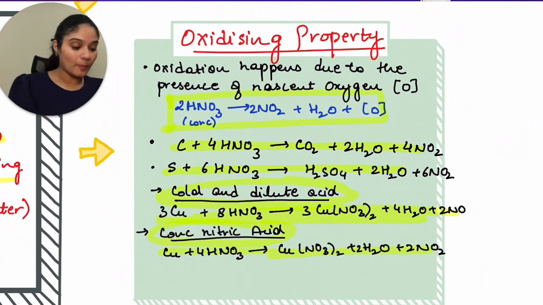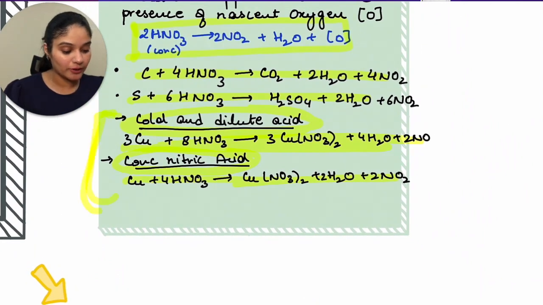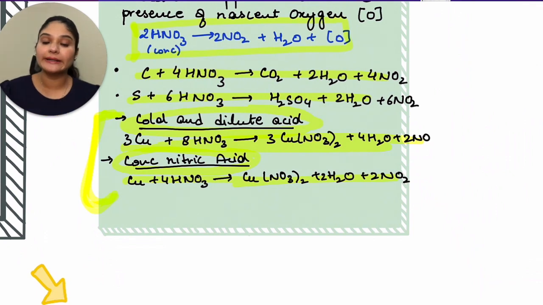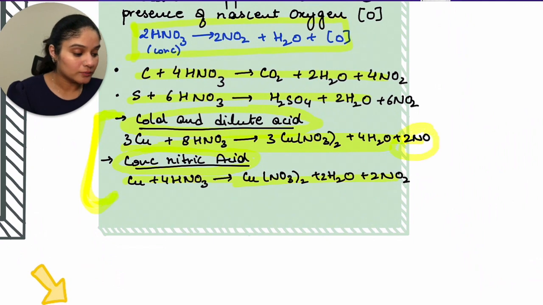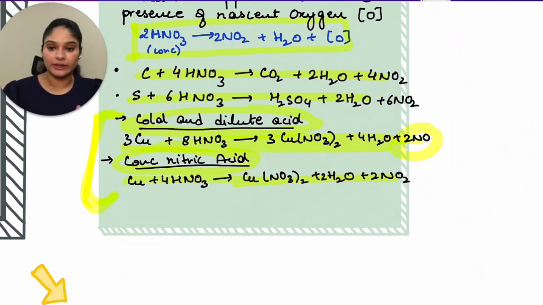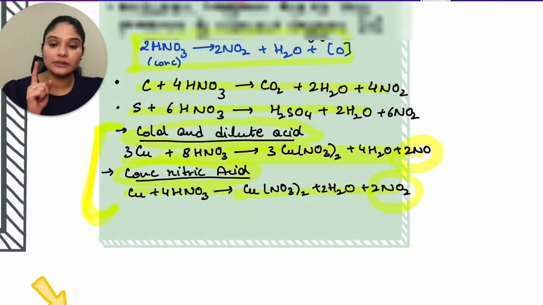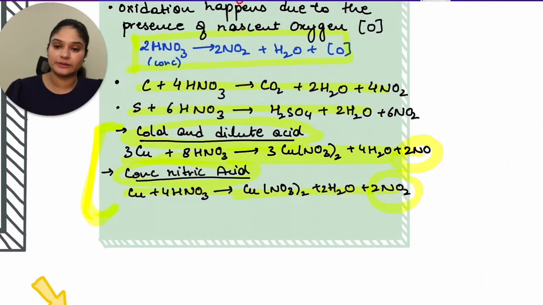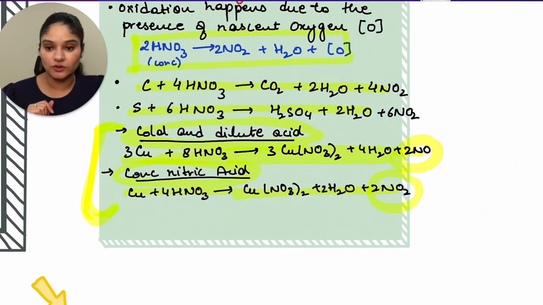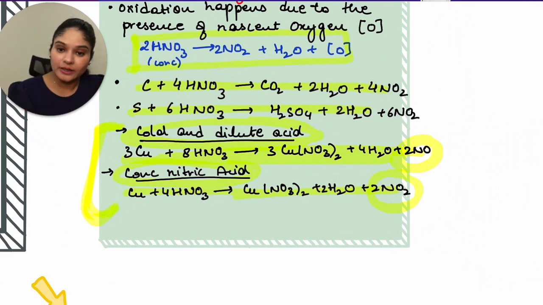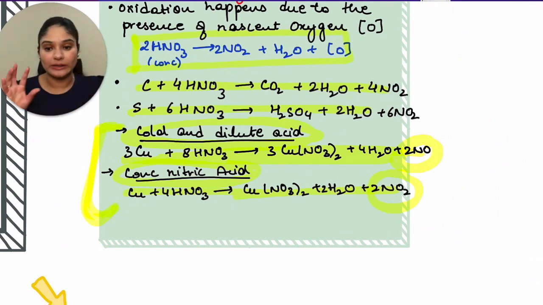Now let's look at the copper condition. These two equations are important, students. When you have cold and dilute nitric acid, that will give you NO, that is nitric oxide. And when you have hot and concentrated, in that case you will get NO2. This is the difference between these two equations. Everything else stays the same, and of course the balancing will change. So copper reacting with HNO3 will give you copper nitrate plus water plus NO.